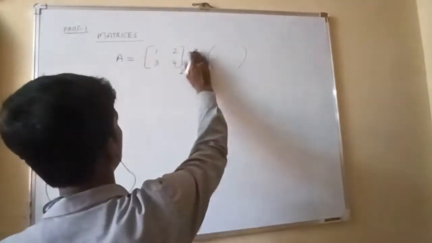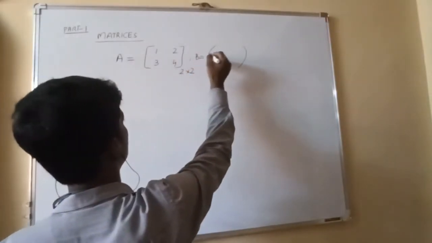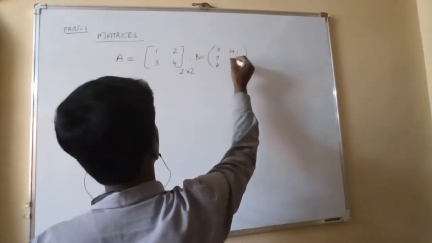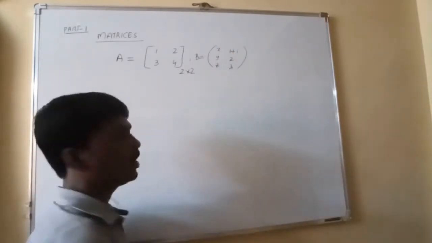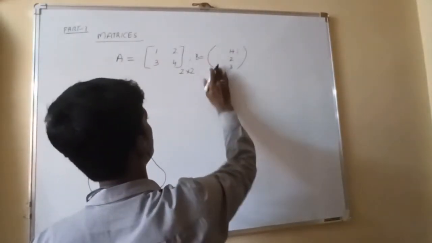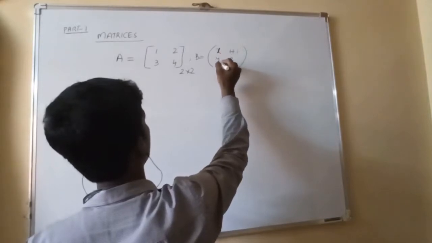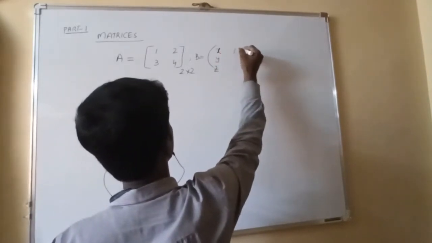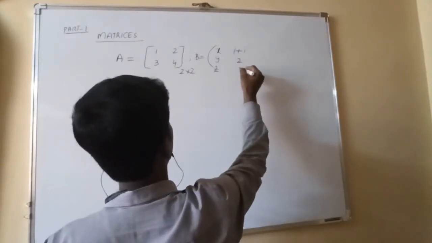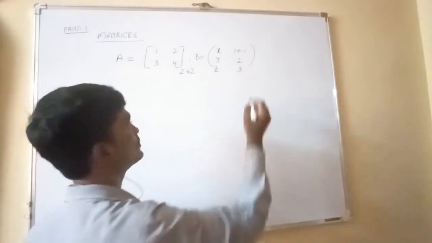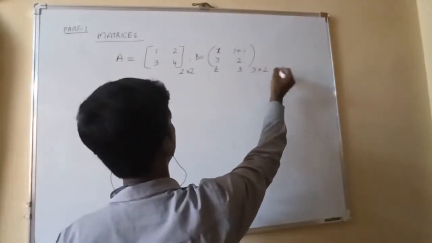If we take one more example, say B equal to x, y, z, 1 plus i, 2, 3. How many rows? 3 rows. How many columns? 2 columns. So it is a matrix of order 3 by 2.